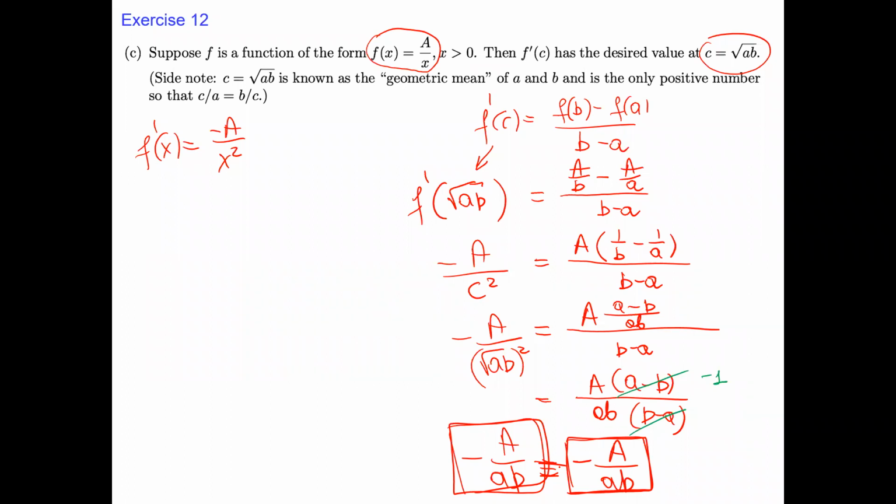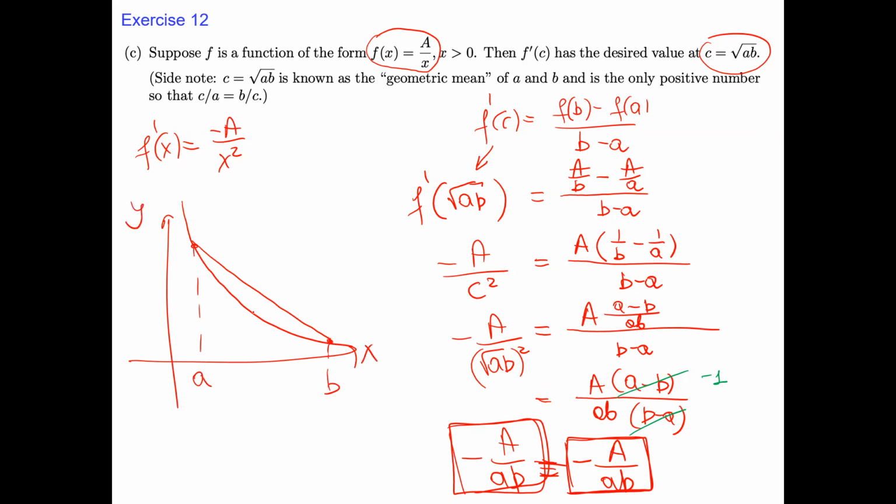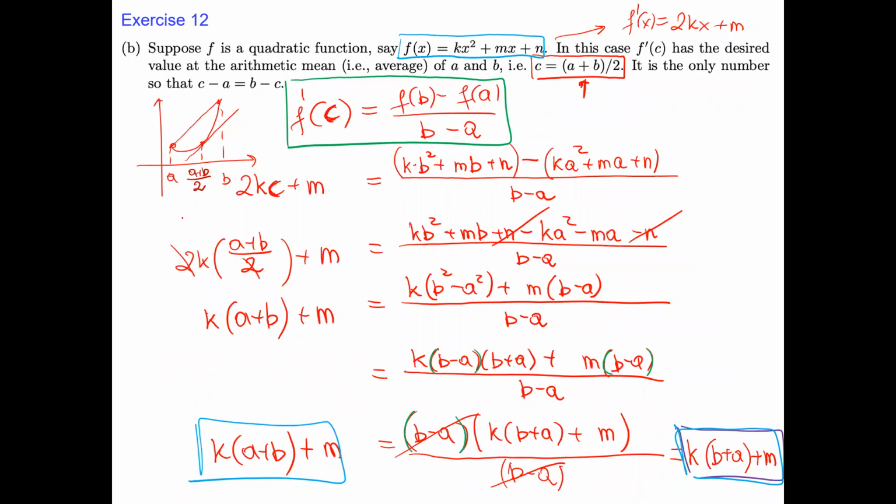That's the c value. And we can try to sketch it. The hyperbola 1 over x looks like this one, and between a and b, let's pretend this is a, this is b, and it looks like negative, right? Somewhere here will be the value c, and value c is defined as the square root of the quantity a and b. Okay, we did it. Let me just double check. Oh yeah, it's like the arithmetic mean, but okay.